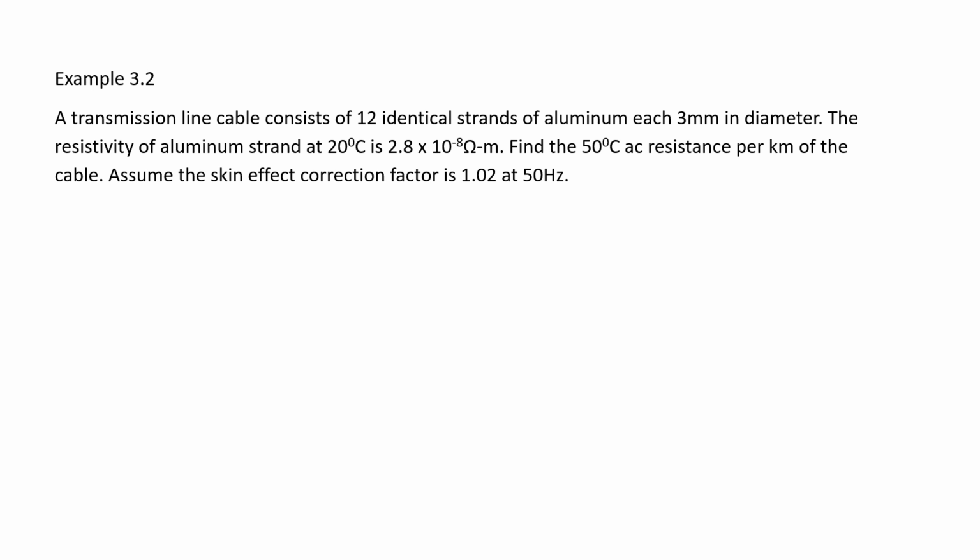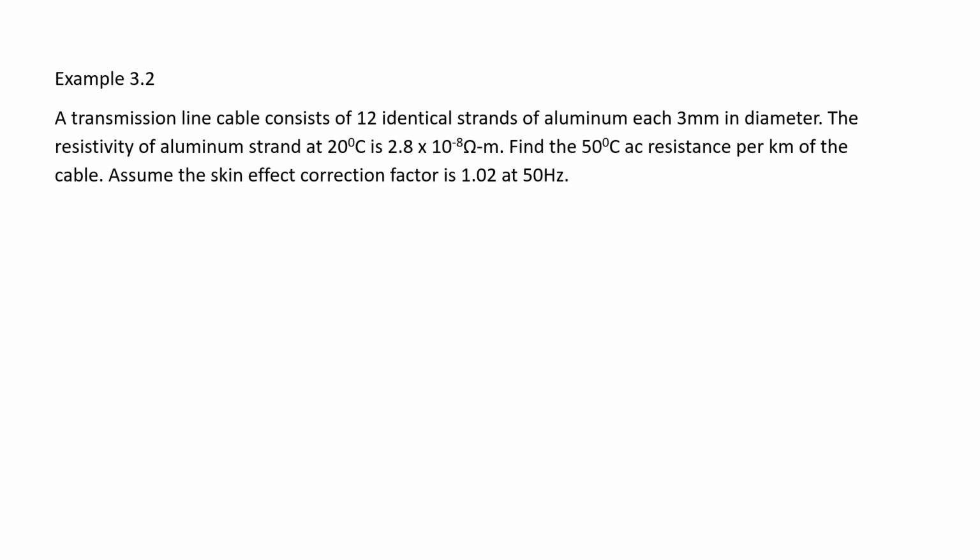Example 2. A transmission line cable consists of 12 identical strands of aluminium, each 3 mm in diameter. The resistivity of the aluminium strand at 20 degrees Celsius is 2.8 × 10^-8 ohm meter. Find the 50 degrees Celsius AC resistance per kilometer of the cable. Assume the skin effect correction factor is 1.02 at 50 degrees Celsius.